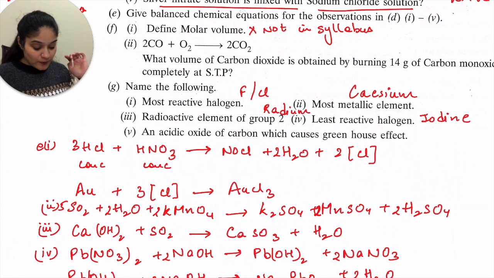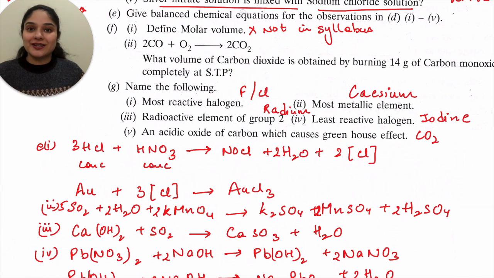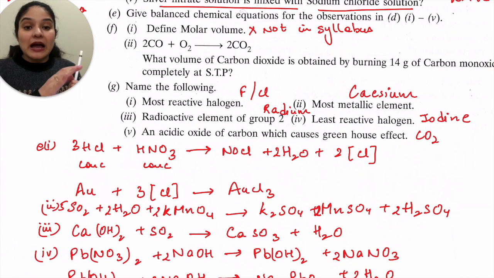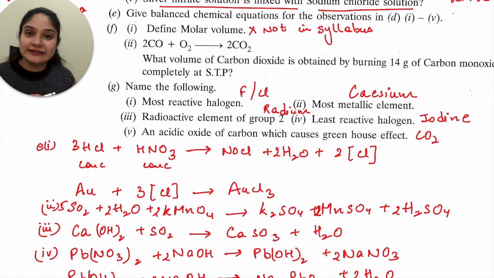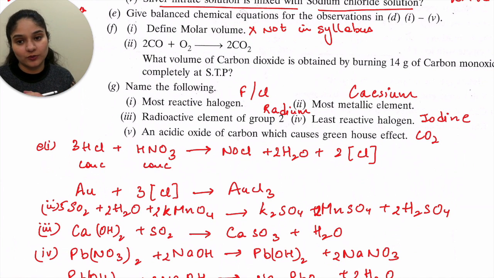Then the fifth part says an acidic oxide of carbon which causes greenhouse effect. That would be carbon dioxide, so CO2. One important thing to understand is that I am writing the formulas here, the symbols like CO2, F and Cl, but these are not acceptable answers in the examination. You are supposed to give the proper spelling of the compound that you want to answer. So make sure you do not give formulas, do not take any shortcuts, write the full name. In the bracket you are free to write the formula.